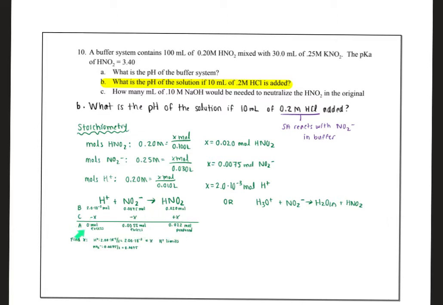So now that we've done the stoichiometry, the reaction happens, but now I see that I have leftovers of the conjugate base and the weak acid. So hopefully your brain is saying ICE or Henderson-Hasselbalch, because we have an equilibrium now that can occur once this stoich happens, once this reaction happens. Now I can establish equilibrium with the weak acid and its conjugate base. Let's check it out on the next slide.